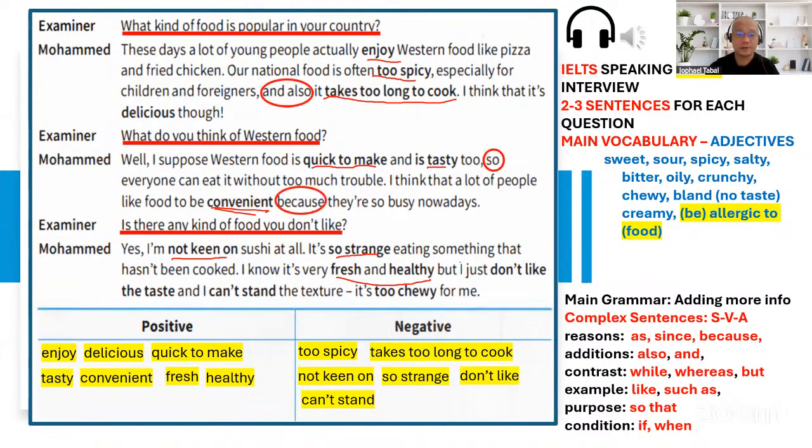So let us check other adjectives here. We have, for example, words to describe food: sweet, sour, spicy, salty, bitter, oily, crunchy, chewy, bland, which means no taste, creamy, and be allergic to. For example, I am allergic to chicken, or I am allergic to eggs. So we can say be allergic to plus food, okay? That's how we use the words here.